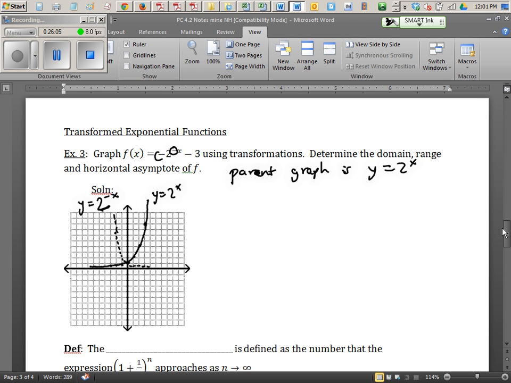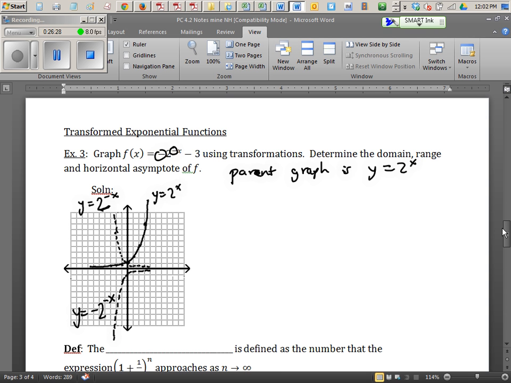And then there's another negative in front of the 2 to the x. So what does that do to the graph? Inverts it, right? Flips it upside down. Okay, so we've got to flip it over the x-axis now. So this is y equals -2 to the minus x.